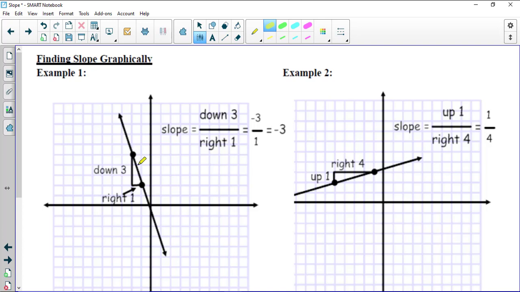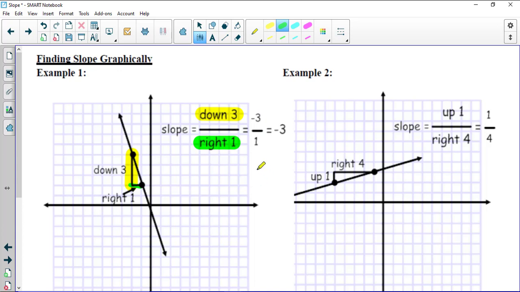So to get from this point on the left to this point on the right, I'm going to go down 3 units, and my rise is going to go on the top. So down 3 is going to go on the top, and then I'm going to go right 1, so that's going to go on the bottom. So we've got our down 3 on the top, our vertical change, over our horizontal change, which is right 1. Down 3 is a negative value, so we can represent that as -3. Right 1 is a positive value, so we can represent that as +1. -3 over 1 simplifies as -3.